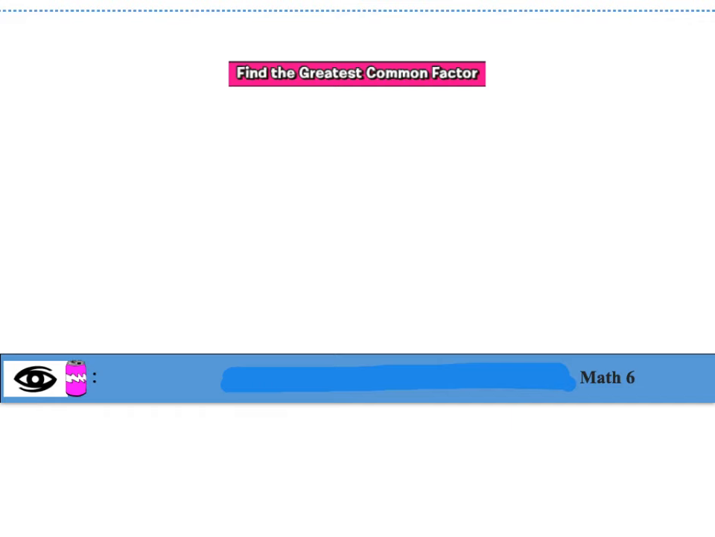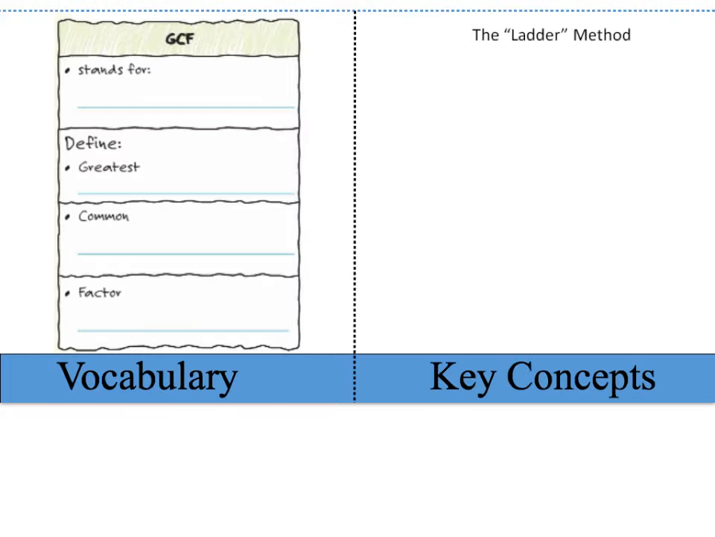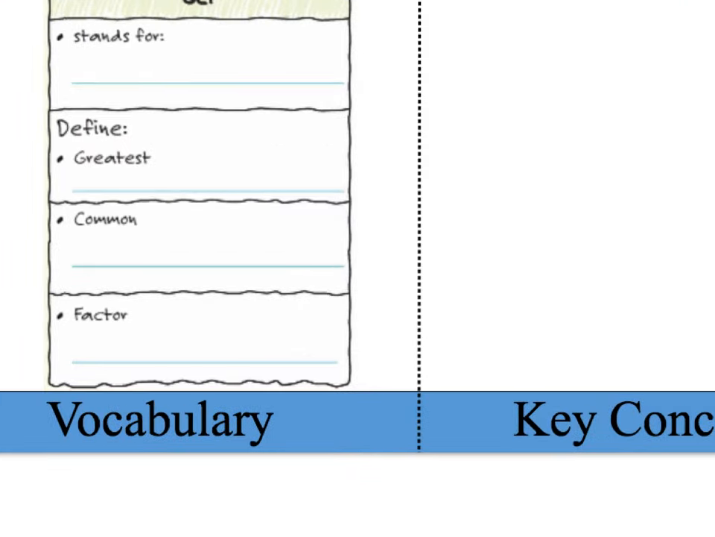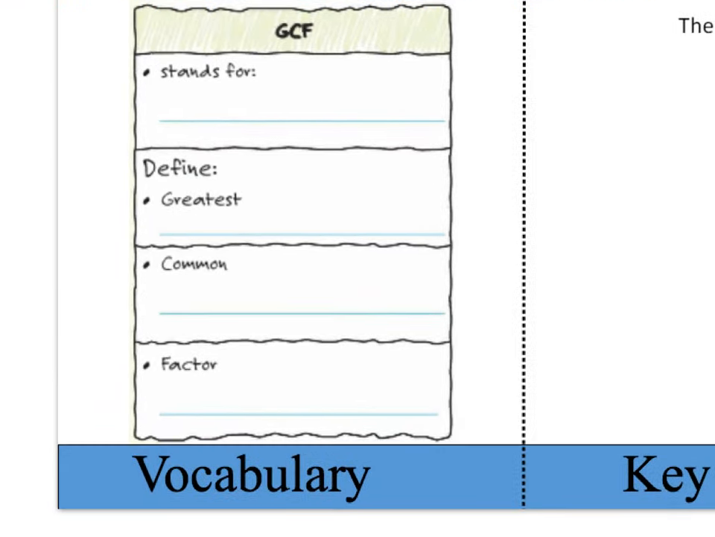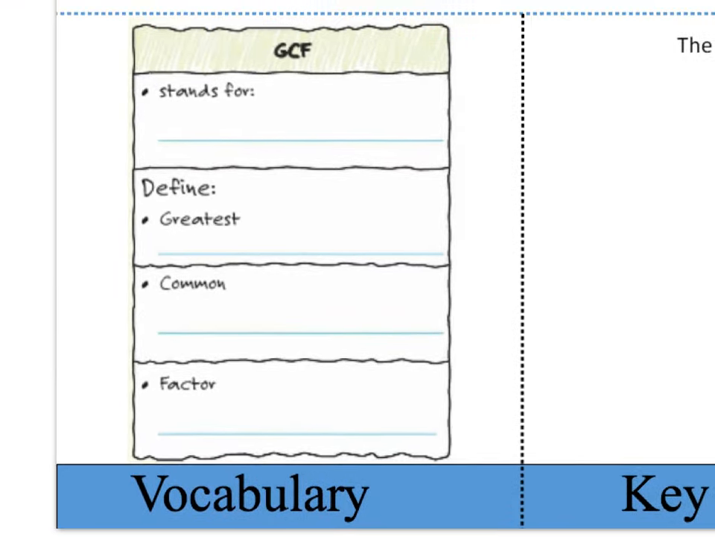Please make sure you have these notes in front of you so we can begin our lesson. The learning objective for today says I can find the greatest common factor of two numbers. So let's go ahead and talk about the vocabulary on the left-hand side of our notes. And the vocabulary word that we're going to talk about is GCF. GCF stands for greatest common factor.